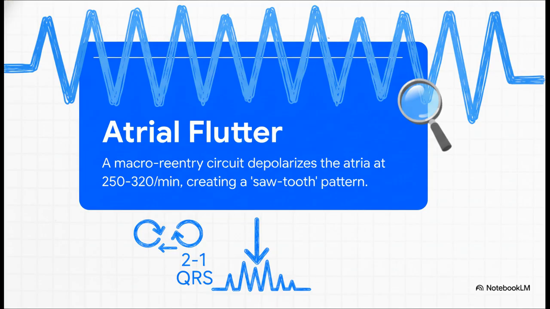Now the AV node down below, it's like a bouncer at a club. It can't let everyone in at once, so it blocks some of those impulses. Most of the time you get what's called a 2-to-1 conduction, meaning for every 2 of those flutter waves, only 1 actually gets through to the ventricles to create a heartbeat.